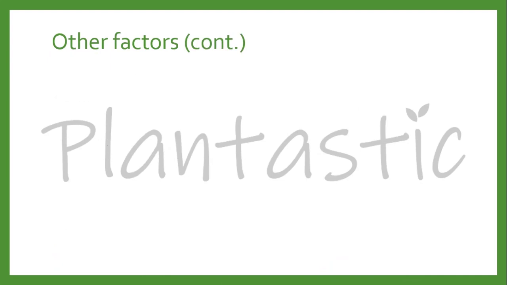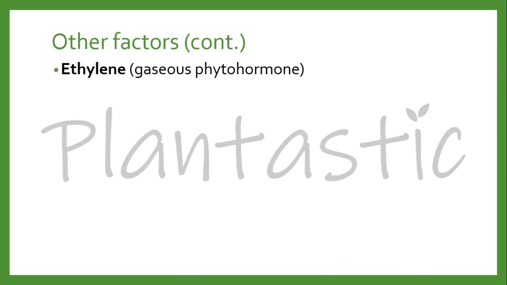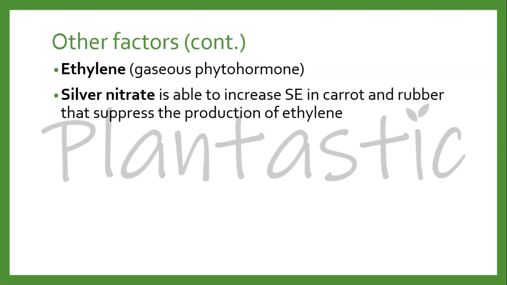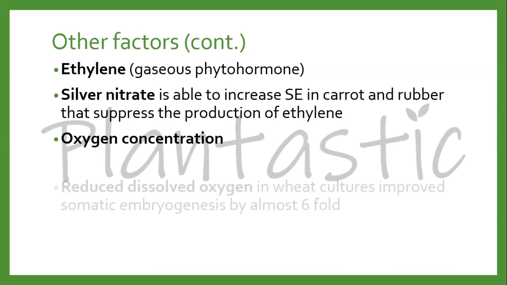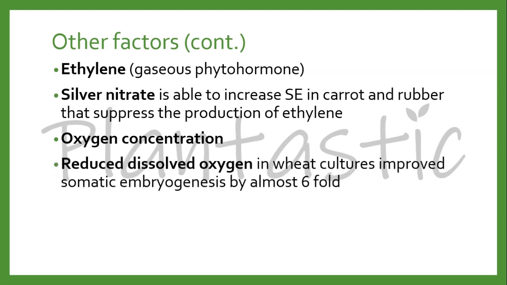Another factor could be ethylene, which is a gaseous phytohormone that accumulates in the vessel. Silver nitrate is able to increase somatic embryogenesis in carrot and rubber, as it suppresses the production of ethylene. It is found that oxygen concentration plays a major role in somatic embryogenesis too. This is because reduced dissolved oxygen in wheat cultures improves somatic embryogenesis by almost 6-fold.